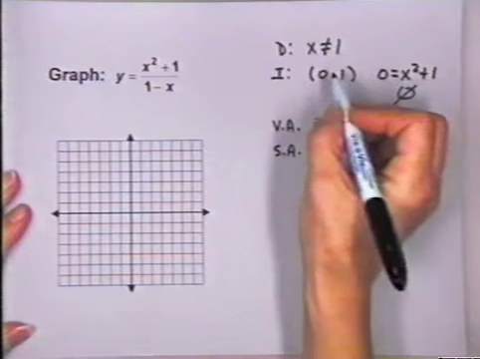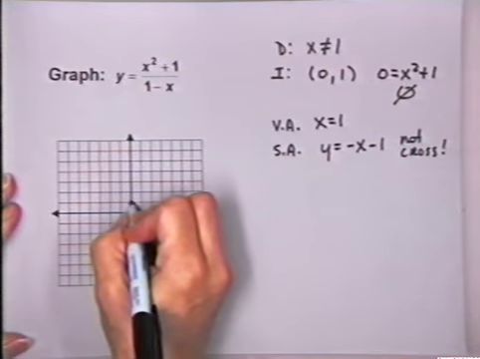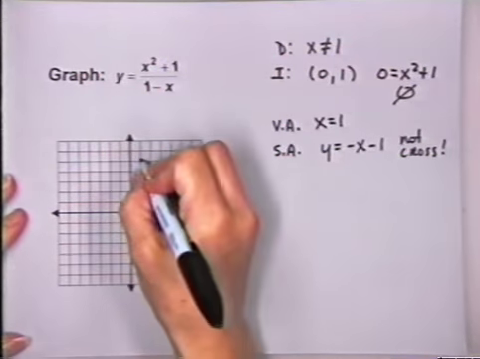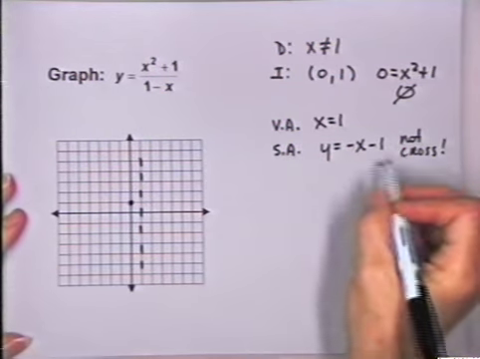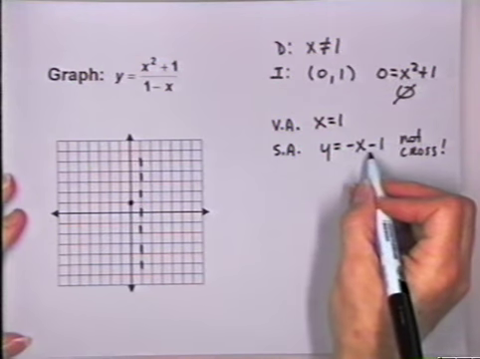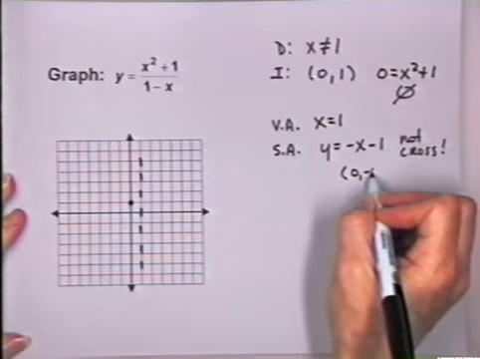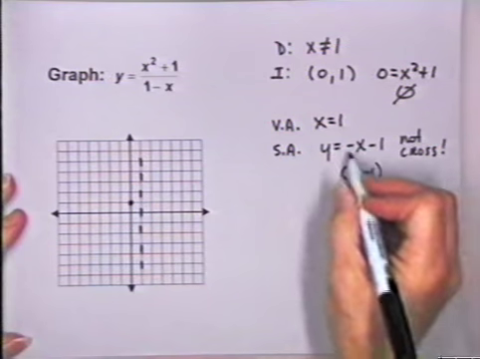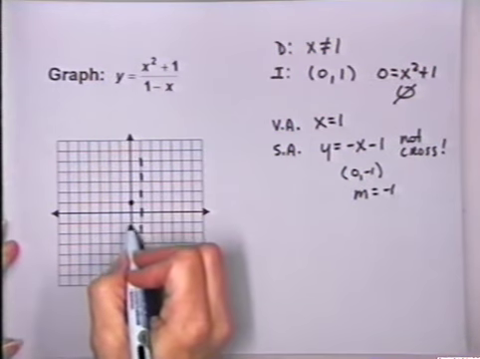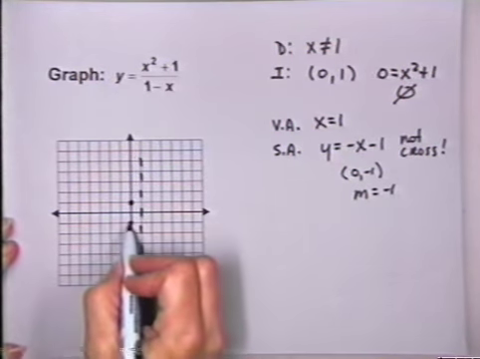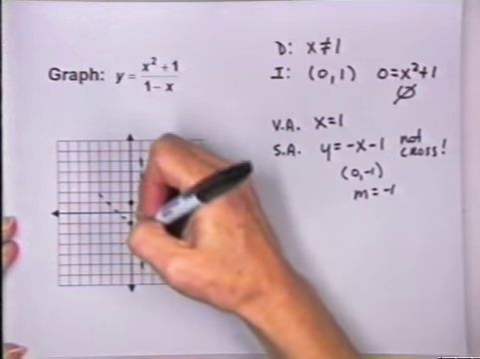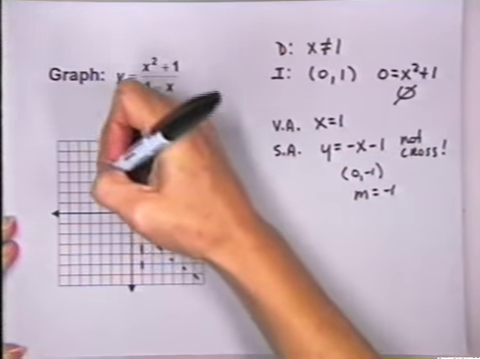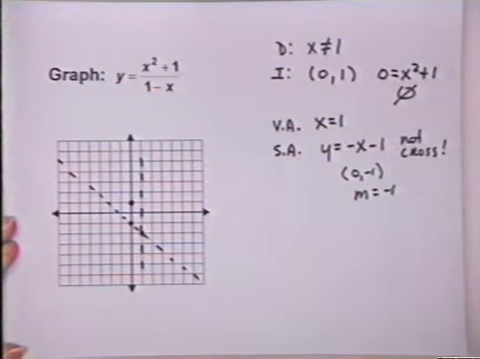Alright, let's find the intercept 0, 1. Vertical asymptote x equals 1. Slant asymptote. Again, this is mx plus b form. So this time my y-intercept is 0, negative 1, and my slope is negative 1. So I'll find 0, negative 1. If my slope is negative 1, I go what? Down 1 to the right 1. So this time my asymptote is slanted this direction because it has a negative slope.